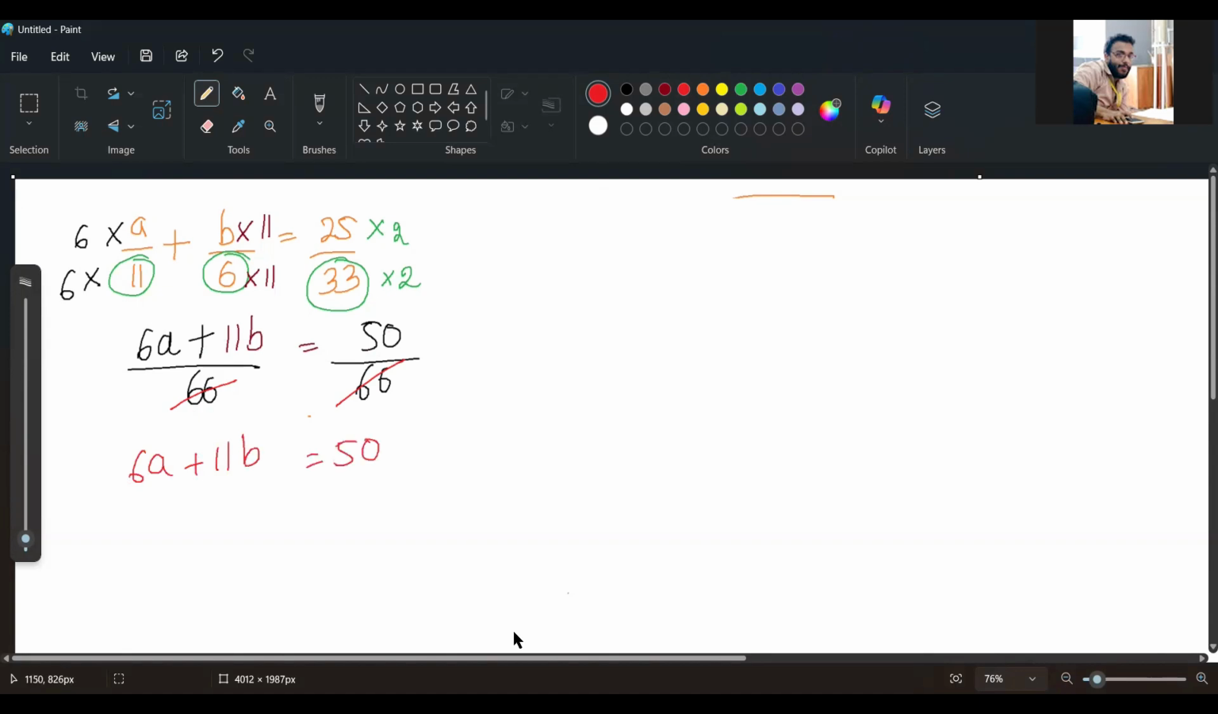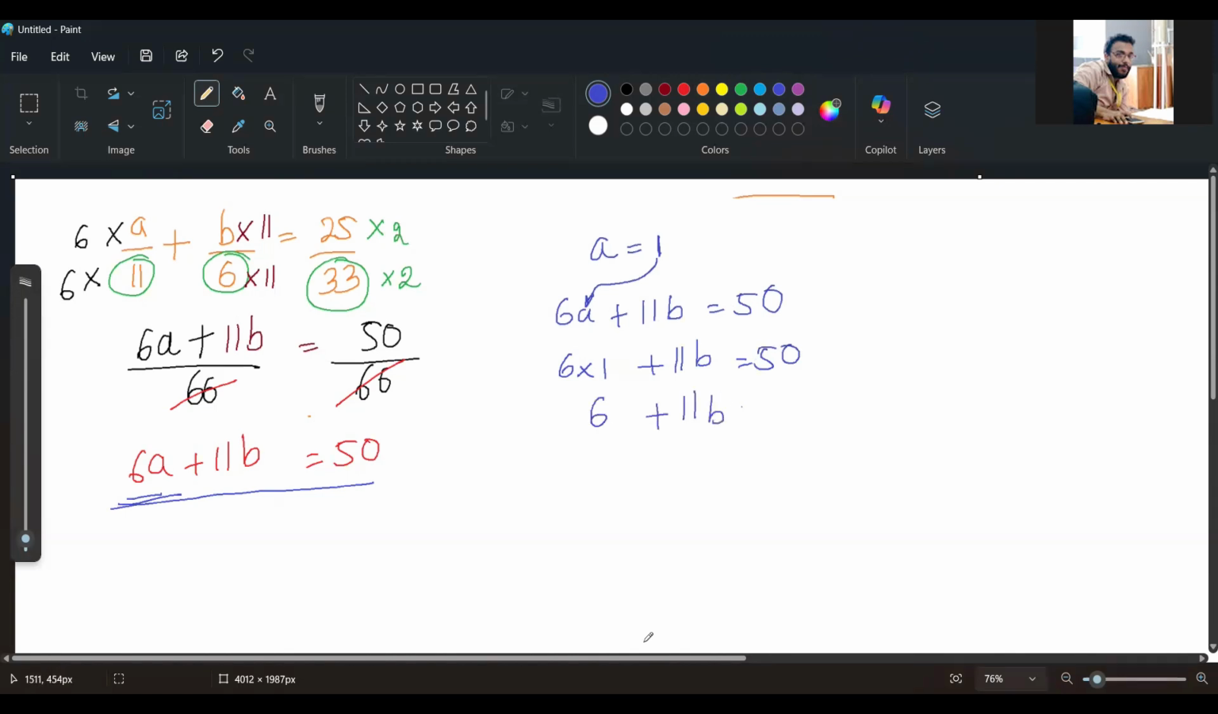Now you have to think and put values for a and b. That's the important thing. I think a is equal to 1. If a is equal to 1, what is the equation here? 6a plus 11b equals 50. Substitute a as 1: 6 into 1 plus 11b equals 50. 6 into 1, what is the value? 6 plus 11b equals 50.